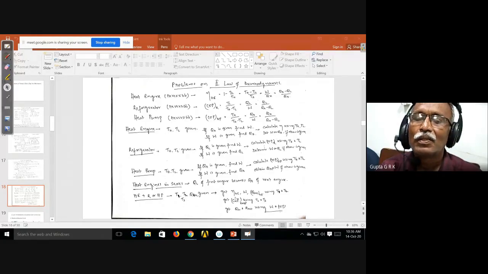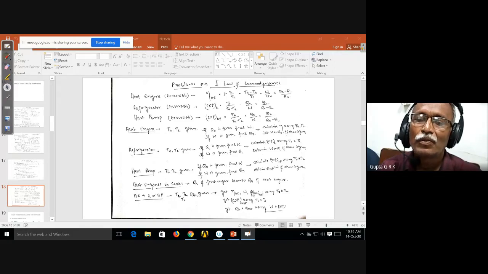Okay, so first, using T1 and T2, you get the efficiency eta. So if Q is given, find W, or if W is given, find Q. In that way you can get all these things for the engine.